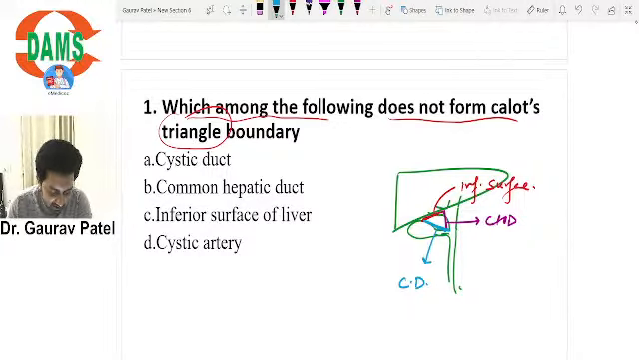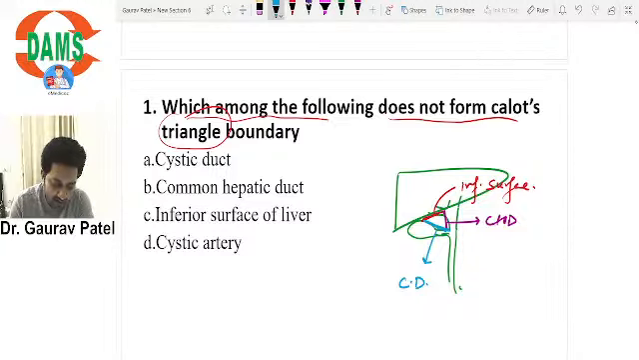Why are you saying inferior surface of liver? See, in the class also I told you, don't get confused. Don't see if somebody else is giving some different explanation. This is given in Bailey and Love. This is given in Blumgart. It is like the Bible of hepatobiliary surgery. So don't make any mistake.